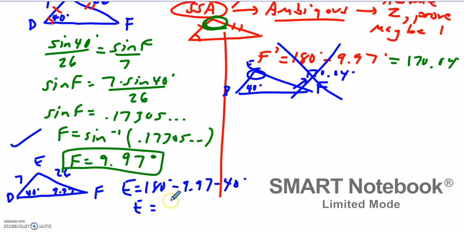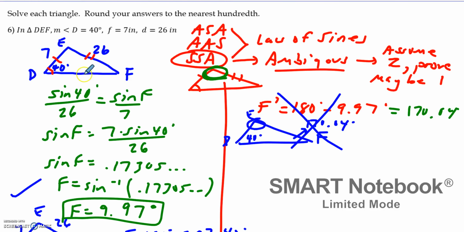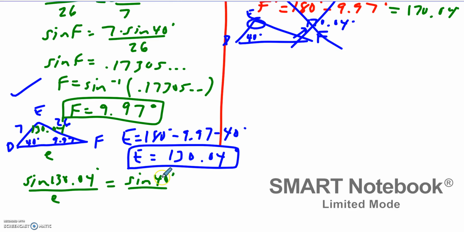So that would be 130.04 degrees. Then the last thing we'd have to find is the side we don't know, which is side little e. And so we could use the law of sines again. And so I just found this was 130.04 degrees, and I'm trying to find this. So I could say sine of 130.04 degrees over the side I don't know equals, let me go with the one that was given to me originally, sine of 40 degrees over 26.